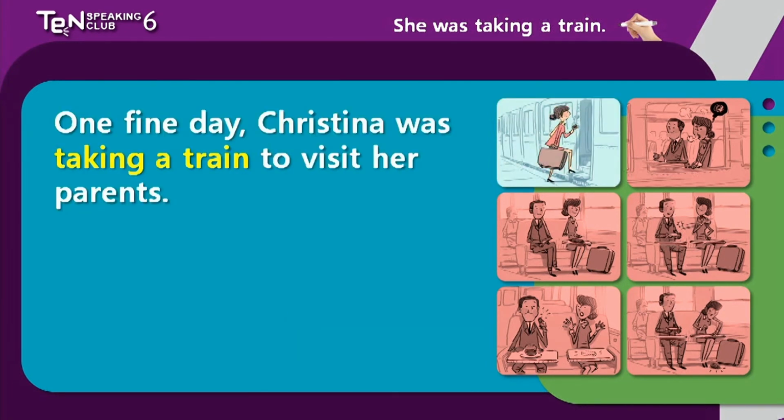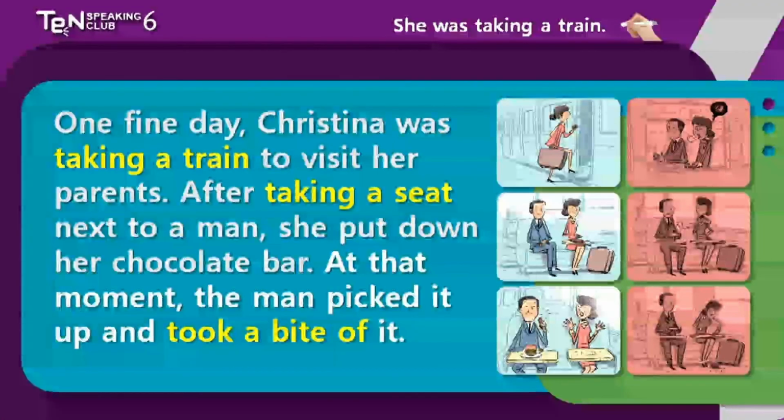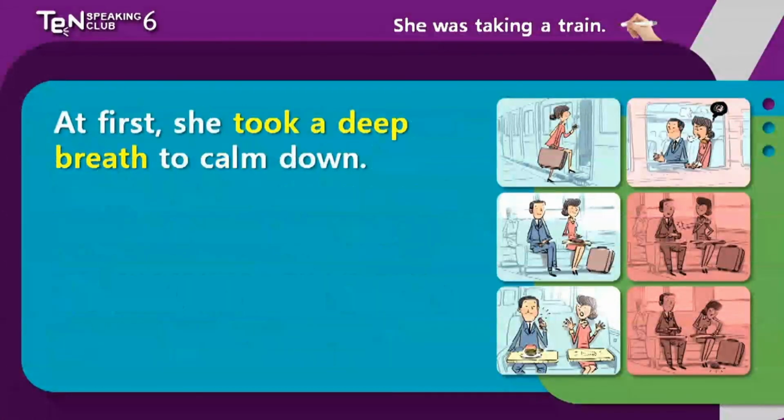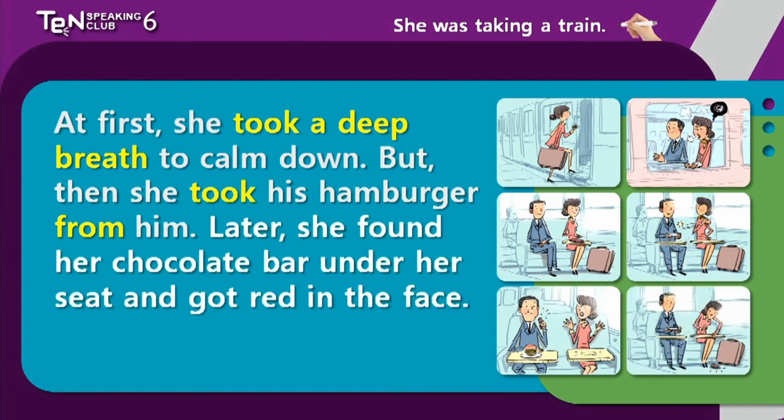One fine day, Christina was taking a train to visit her parents. After taking a seat next to a man, she put down her chocolate bar. At that moment, the man picked it up and took a bite of it. At first, she took a deep breath to calm down. But then she took his hamburger from him. Later, she found her chocolate bar under her seat and got red in the face.